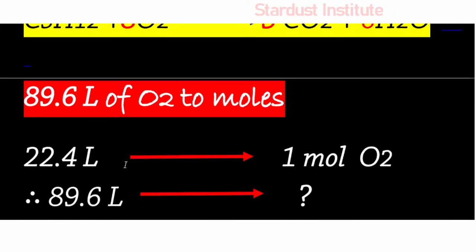We know at STP, standard temperature and pressure, in 22.4 liters there is 1 mole of oxygen. 1 mole of oxygen requires a volume of 22.4 liters at STP, standard temperature and pressure.